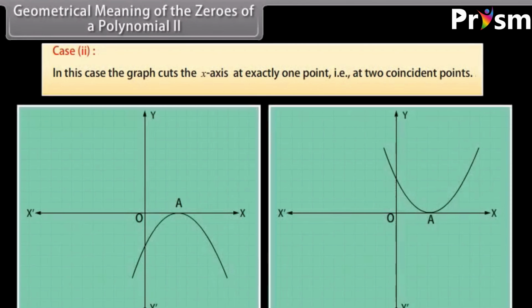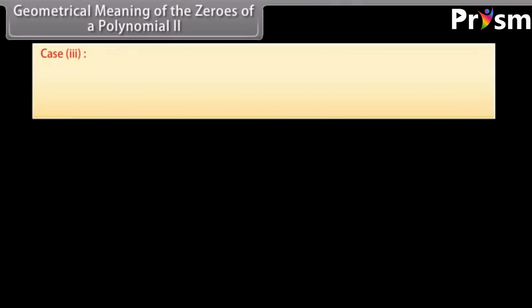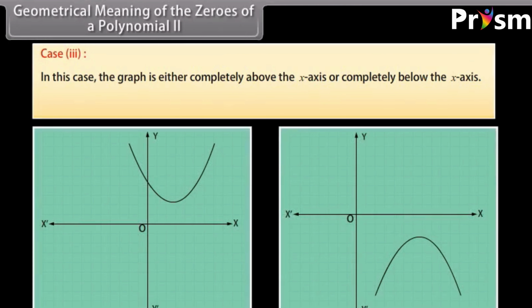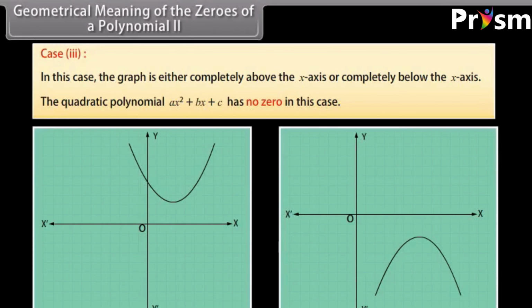Case 2. In this case, the graph cuts the x-axis at exactly one point, that is, at 2 coincident points. The 2 points A and A bar of case 1 coincide here to become one point A. Case 3. In this case, the graph is either completely above the x-axis or completely below the x-axis. It does not cut the x-axis at any point. The quadratic polynomial ax square plus bx plus c has no zero in this case.